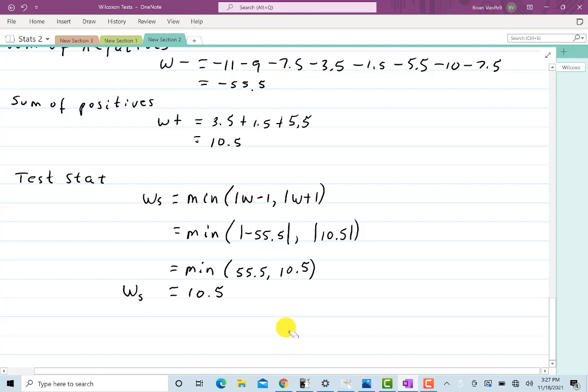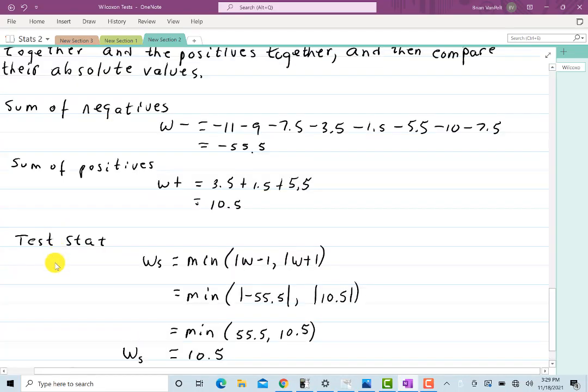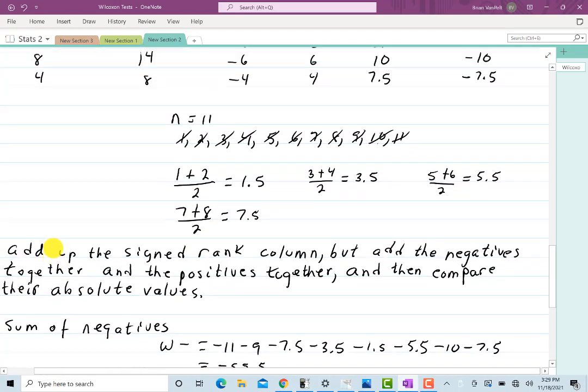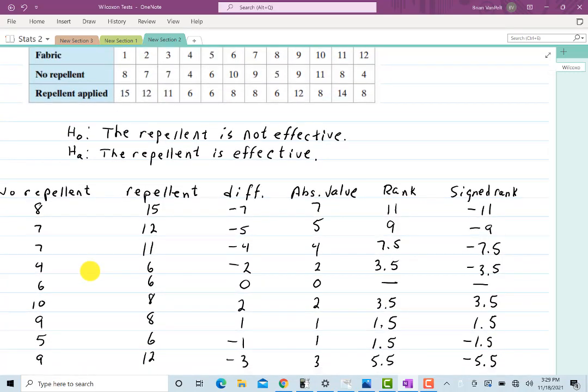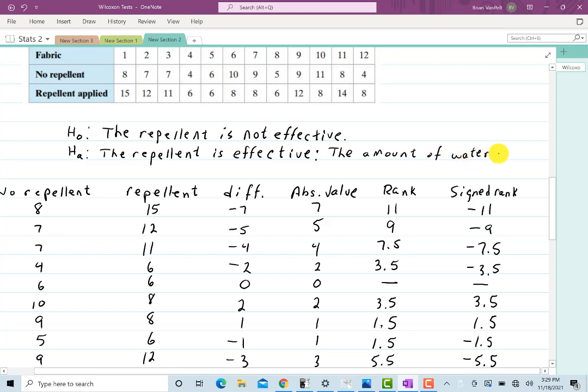All right, now that we found our test statistic, let's use alpha equals 0.01 and n equals 11 to find our critical number. Let me come back to the H naught and HA. I think that when I did this, not effective or effective, I guess I misinterpreted a little bit. Let me put this: the amount of water repelled is more.